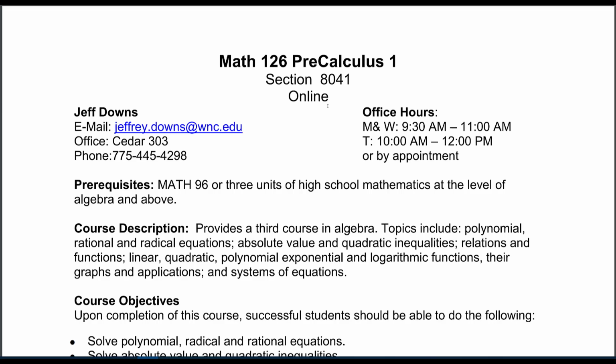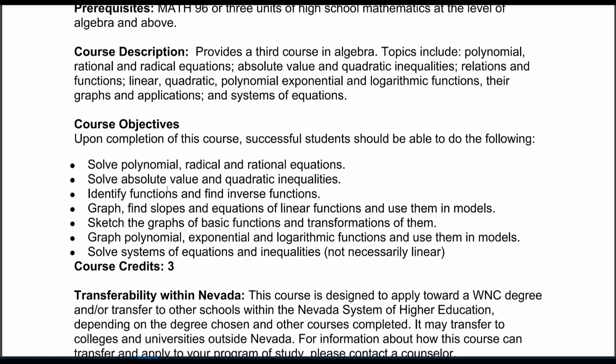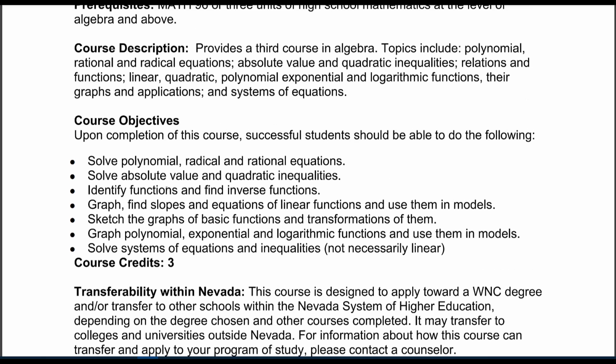Prerequisites: Math 96 or 3 units of high school mathematics at the level of algebra and above. Course description: provides a third course in algebra. Topics include polynomial, rational, and radical equations, absolute value and quadratic inequalities, relations and functions, linear, quadratic, polynomial, exponential, and logarithmic functions, their graphs and applications, and systems of equations.